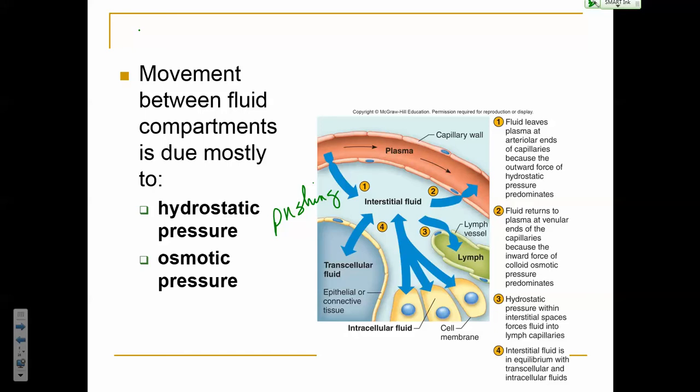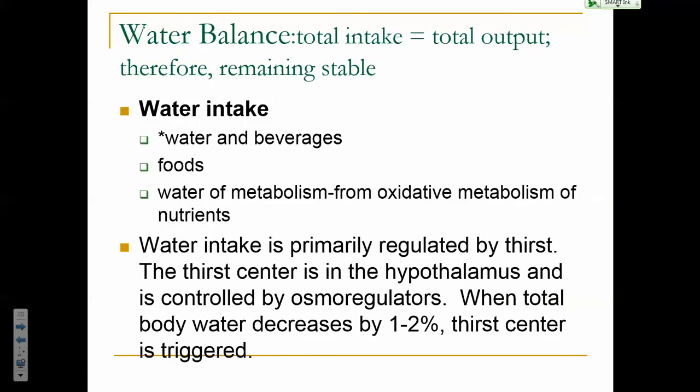don't they? If they're in the same compartment, right? And so you have to see what overrides the other. But that's how substances are moving, either because of the pushing action of hydrostatic or the pulling action of the osmotic. That's how the water moves. And 9 times out of 10, that water has something dissolved in it, doesn't it?